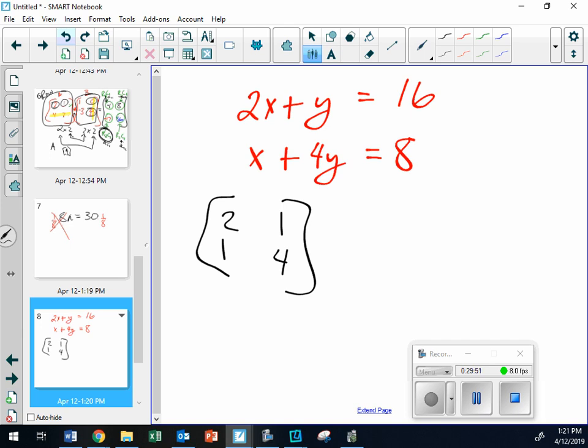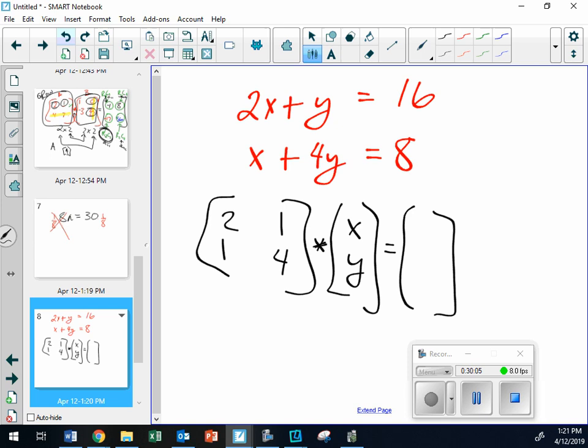Then I'm going to say times. Do you get those are the variables that I'm trying to solve for, and take a wild guess what I'm going to put in there. And now I'm going to call this matrix A, and I'm going to call this matrix B.